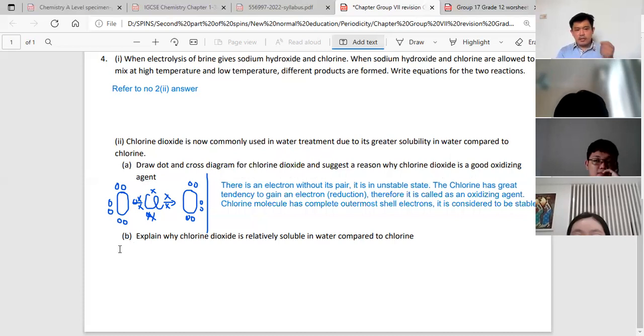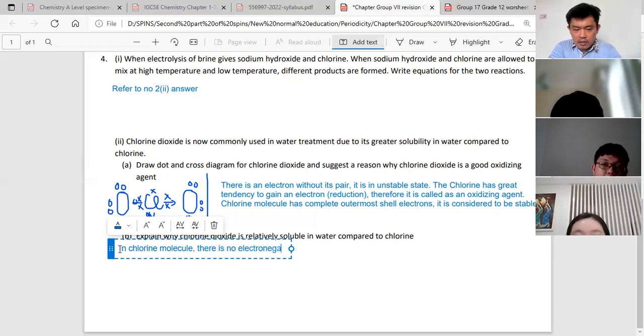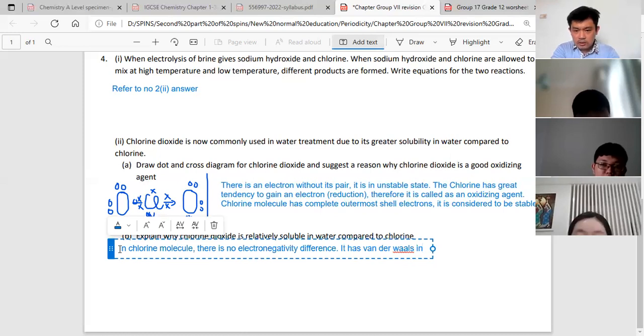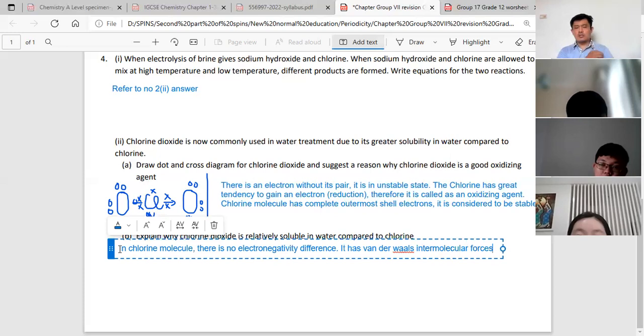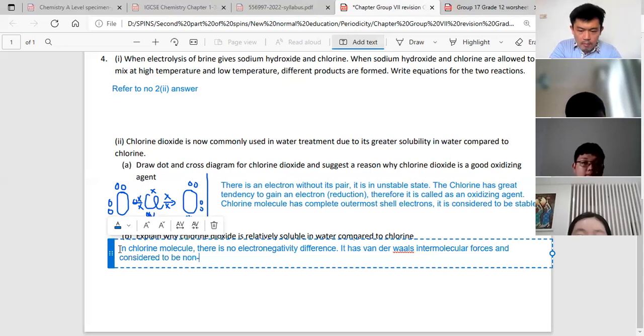Okay, next, the last question: explain why chlorine dioxide is relatively soluble in water compared to chlorine. In a chlorine molecule, there is no electronegativity difference. It has van der Waals intermolecular forces and is considered to be non-polar.